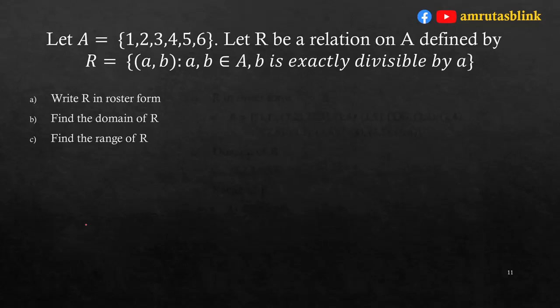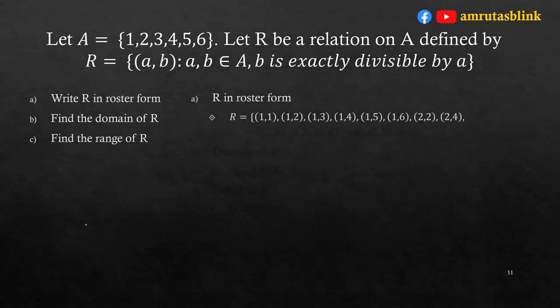Now A is given as 1, 2, 3, 4, 5 and 6. So for the first element, we know that every element is divisible by 1. So while writing this relation R in roster form, initially we can write all the elements as (1, 1), (1, 2), (1, 3), (1, 4), (1, 5) and (1, 6).